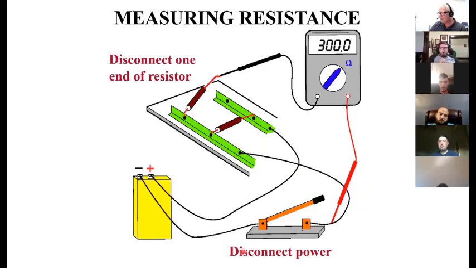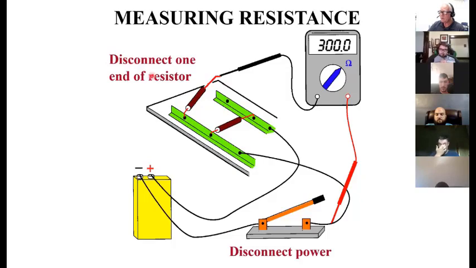Measuring resistance, turn off the power or you'll blow up your meter, or at best you'll get wrong results. You also have to remove one side from the circuit, because if I wanted to measure this resistor and I put one lead here and this was still connected down here, I would be reading everything else in the circuit. I've got to isolate one end so that the meter can read into this and not have a complete loop.